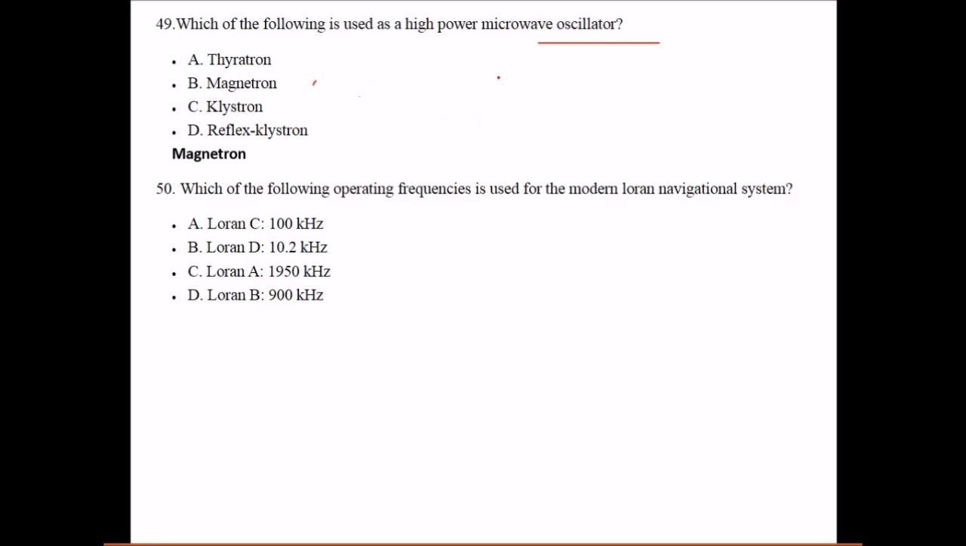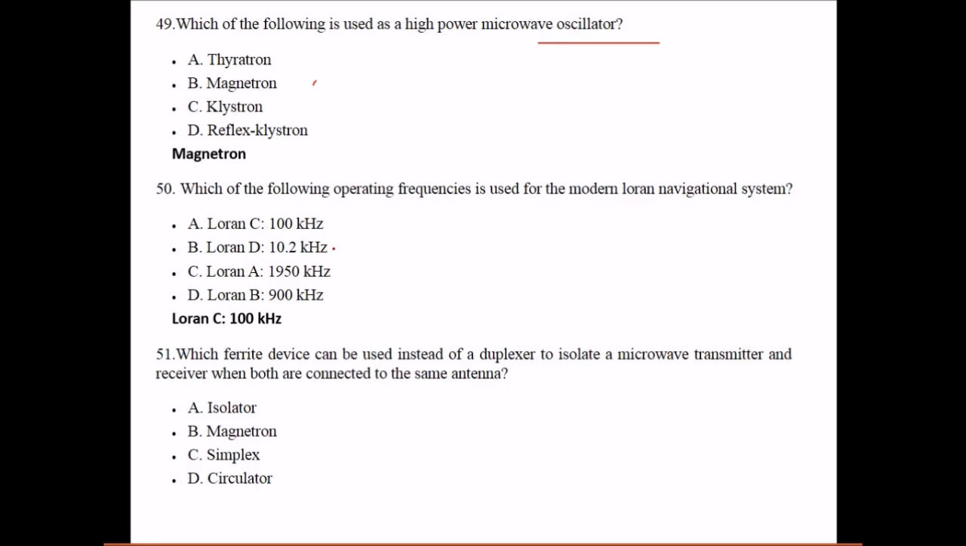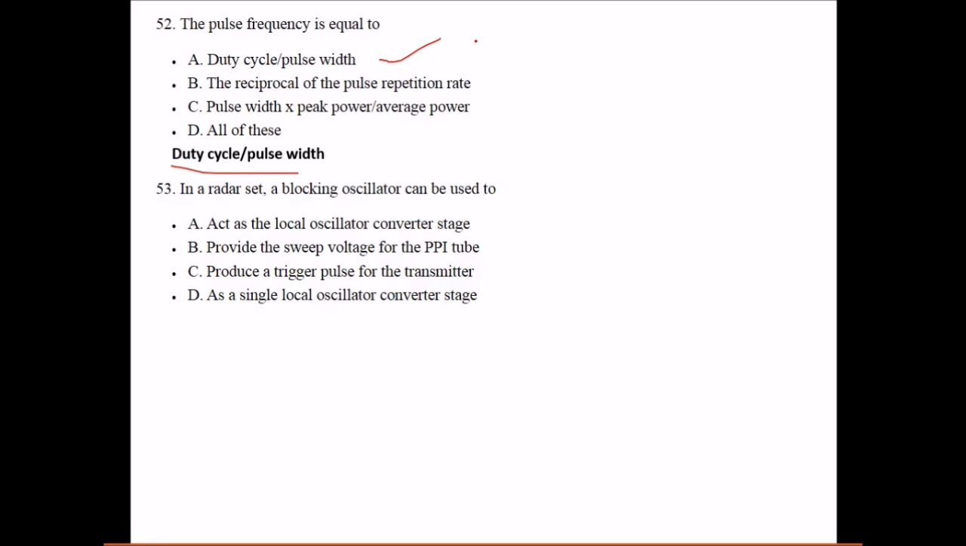Which of the following operational frequency is used for the modern LORAN navigation system? It is 100 kHz, LORAN-C. Which ferrite device can be used? This we have already seen, I guess. Circulator. The pulse frequency is equal to duty cycle and pulse width. Okay, pulse frequency is duty cycle or pulse width.